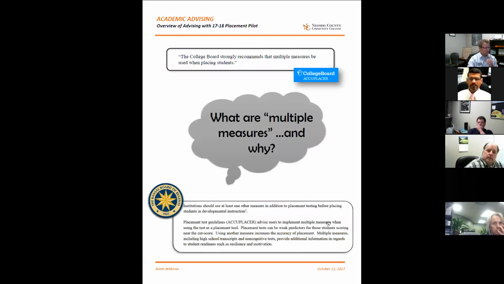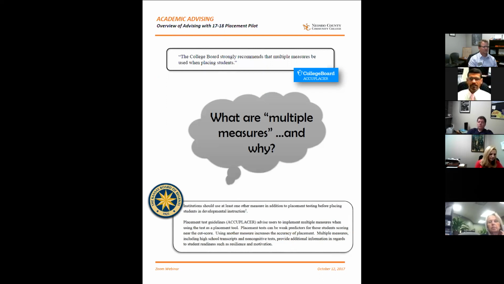So what are multiple measures and why should we use them? Multiple measures essentially is anything in excess of one indicator being used for placement. Historically, it's a placement test. So for us in the past, we were using either ACT or Compass or some sort of placement test to identify and recognize where a student would be placed for their enrollment.